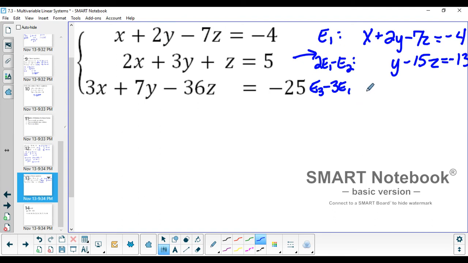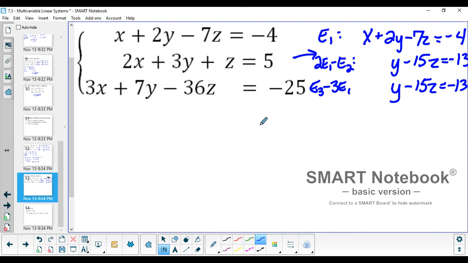All right, so here I'm going to get 3x minus 3x, which gives me the 0 that I want. I'm going to get 7y minus 6y, which is just going to give me y. I'm going to get negative 36z plus 21z, which is going to be negative 15z. And negative 25 plus 12 is going to be negative 13. So whenever we get these bottom two equations that are exactly the same, that's when you know this is going to happen, right?